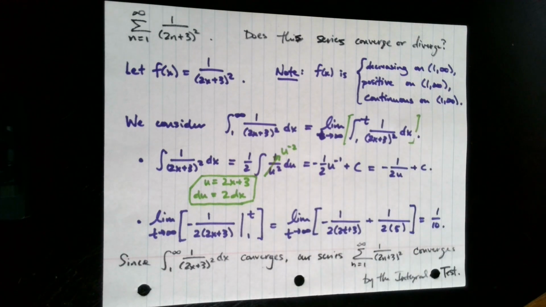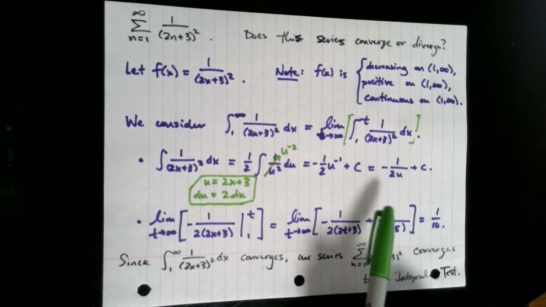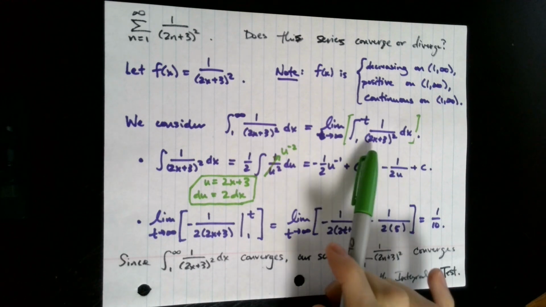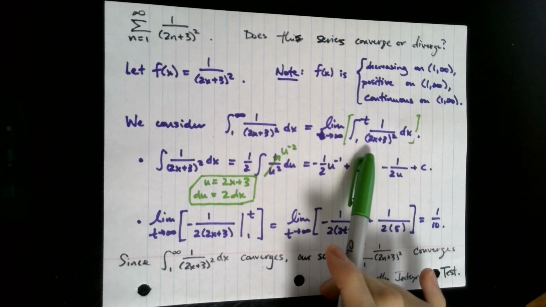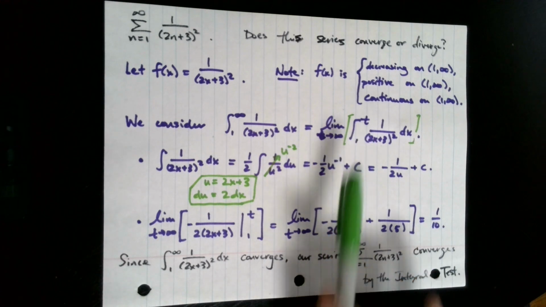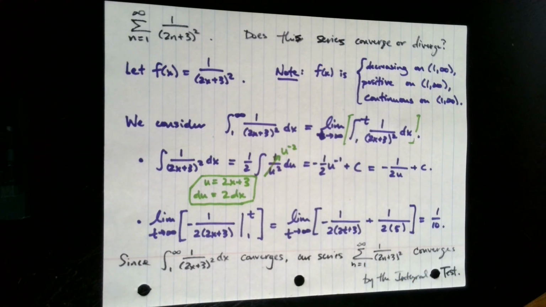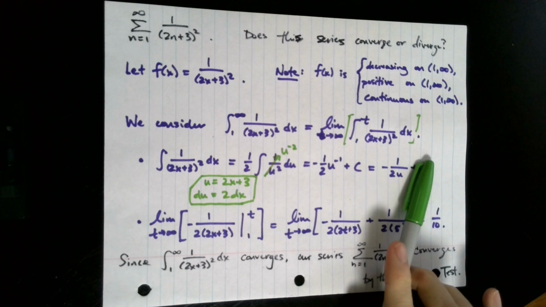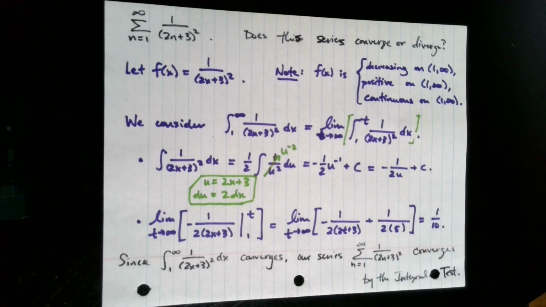So here we are, we've got our antiderivative function. It's negative 1 over 2u plus c. Now, we are not just looking at the antiderivative function, we are actually going to be looking at this within a definite integral. So we're going to be plugging in values for 1 and t. So the c is ultimately going to cancel whenever we take the difference of those two antiderivative evaluations.